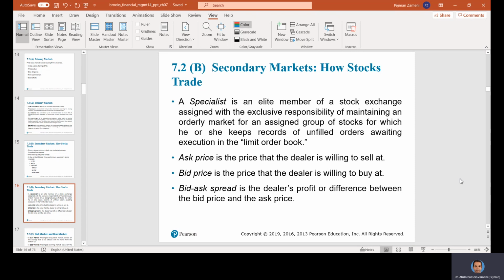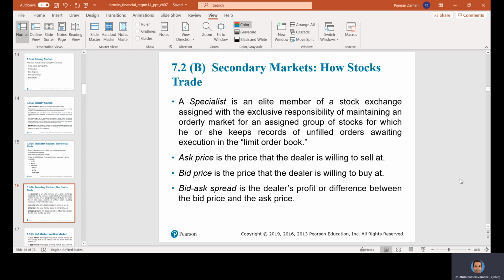Who is a specialist? A specialist is an elite member of a stock exchange assigned with the exclusive responsibility of maintaining an orderly market for an assigned group of stocks, for which he or she keeps records of unfilled orders awaiting execution in the limit order book. It means he is the person in charge of a set of stocks. The specialist knows everything about those particular stocks, and any orders go through this particular specialist.